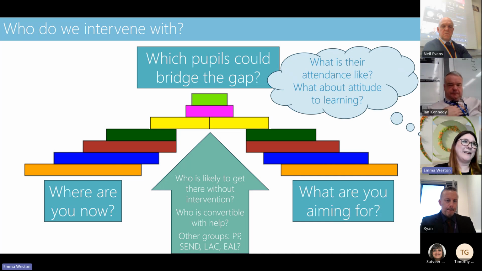Sitting alongside that, we've got things like their attendance. So is it worthwhile putting somebody in an intervention group if actually we know that, I don't know, 80% of the time they might not actually be in when that intervention is running? Or someone whose attitude to learning is really poor, and actually they might benefit from intervention, but they could just as easily spoil it for other people. Those are considerations we need to bear in mind when we're putting together these small groups.